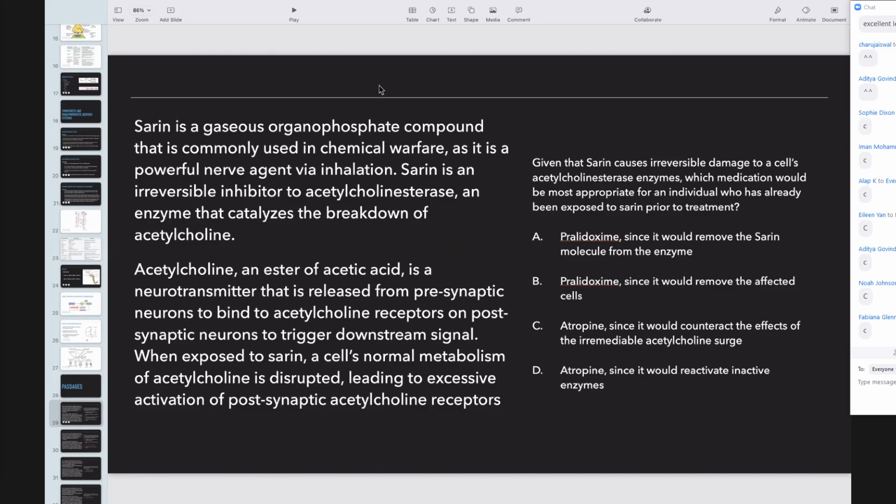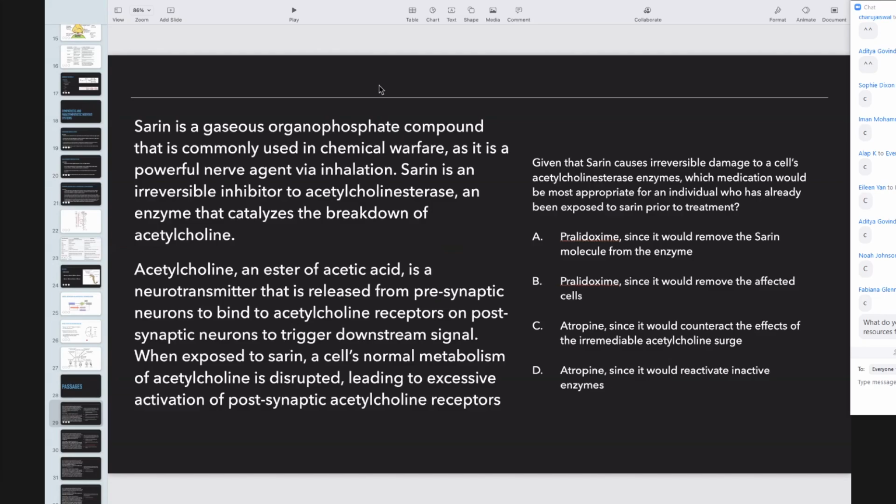So you may have heard organophosphate before. Maybe some of you have seen sarin gas. Maybe some of you haven't. You don't need to know what sarin gas is. It just tells you it's a gaseous organophosphate that is commonly used in chemical warfare. It's a nerve agent that happens via inhalation. And so how it works is an irreversible inhibitor to acetylcholinesterase, an enzyme that catalyzes the breakdown of acetylcholine.